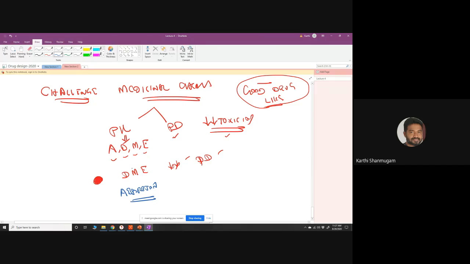Distribution is good. Metabolism is good. Excretion is good. The pharmacodynamic property, the drug action, is also good. The molecule is capable of binding and is able to produce the expected biological response, and toxicity is very low. The molecule is very good, but it has poor absorption. What do we have to do now?